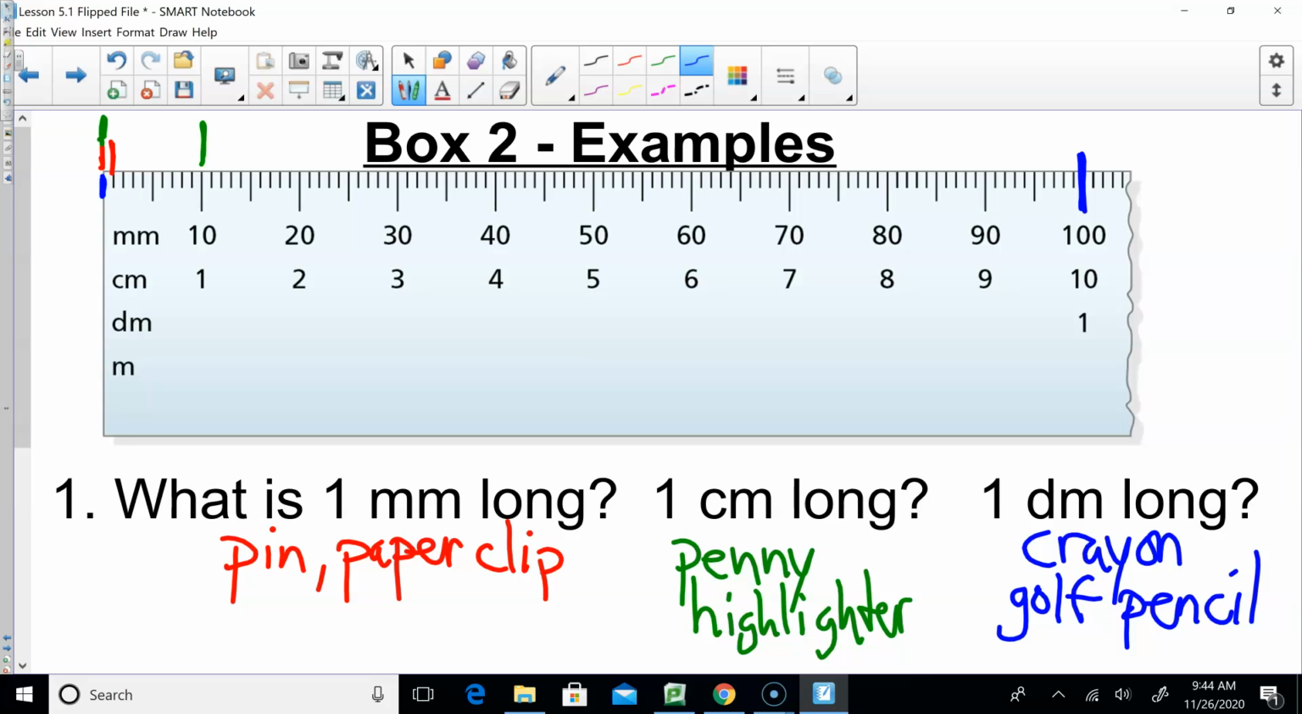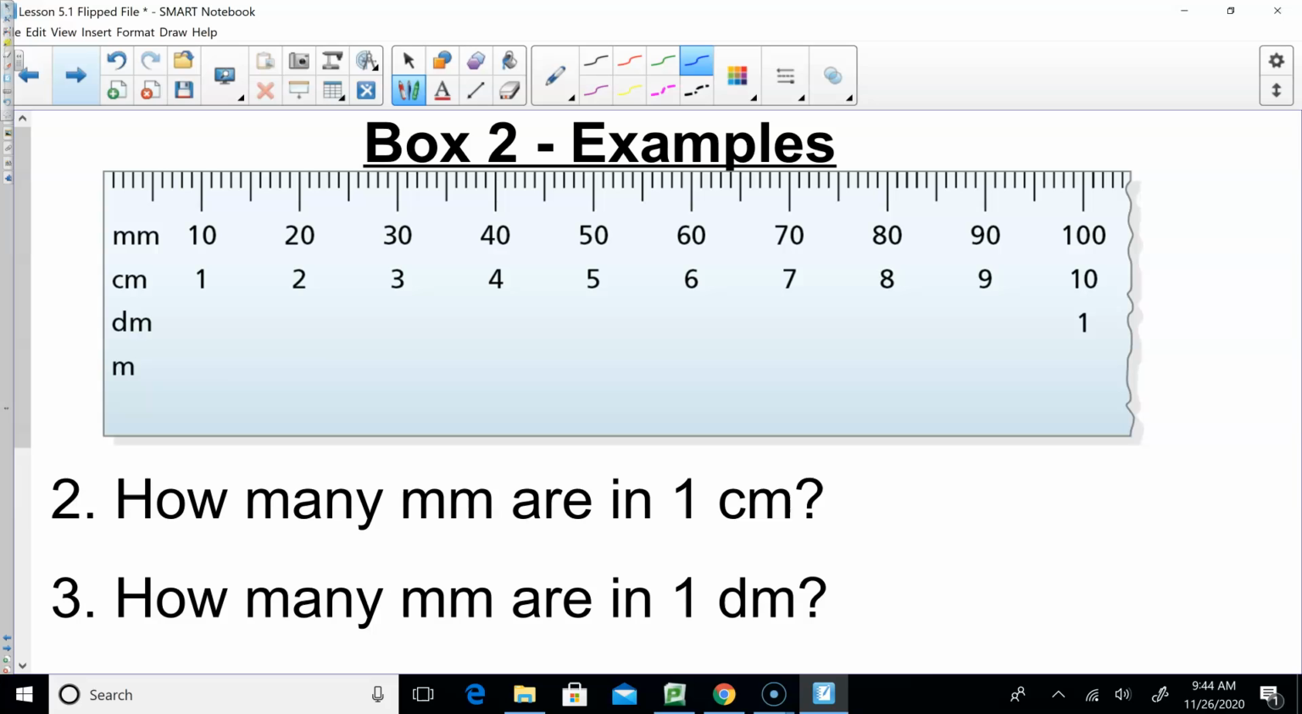So we get an idea of those measurements and what they represent by things that we can actually measure in the real world. So with that, we'll move on to some conversions now. How many millimeters are there in 1 centimeter? Using this ruler is really helpful. And we talked about this in the last slide.